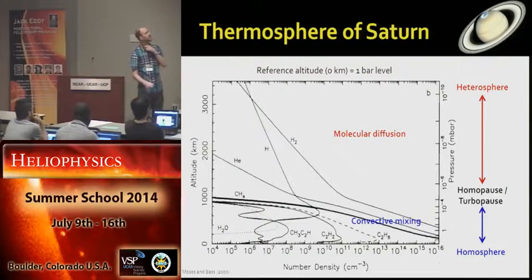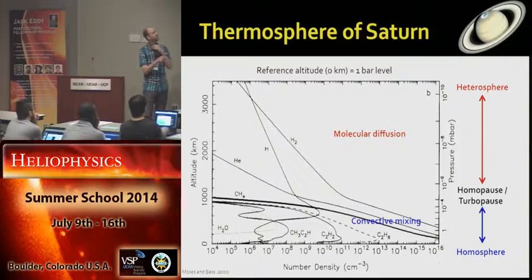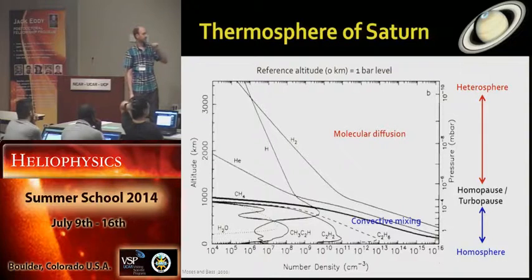So here then is an example of the thermosphere of Saturn, altitude and number density. And another important difference of the giant planets is, of course, there's no obvious solid surface to speak of, so whenever you see an altitude, it's referenced to some pressure level, and usually it's the 1 bar pressure level, because that's the surface pressure at Earth.